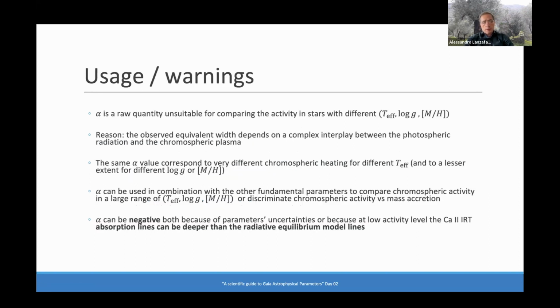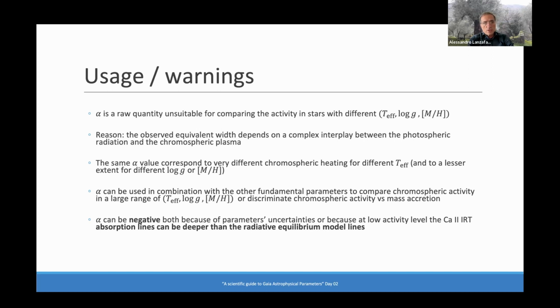Now, before I go ahead, I should say something about the usage of this index and a few warnings about the usage of this index. For several reasons, we decided to provide alpha, which is a raw quantity. And I must stress that this is unsuitable for comparing the activity in stars with different effective temperature, log G, and metallicity.